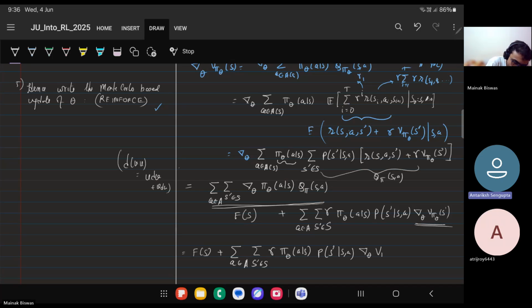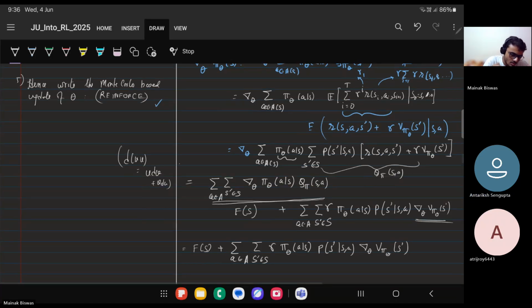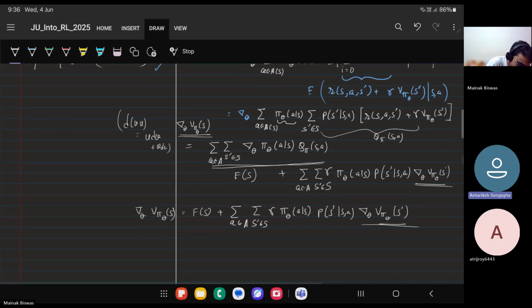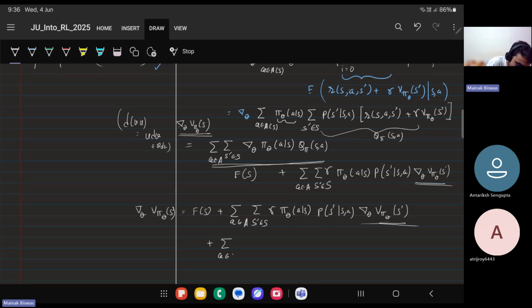It would become policy of A given S dash into Q of S, Q of S dash A, summed over, obviously, all the actions again. If we write in terms of this Q, the gradient of V theta of S is this equation. Do you agree? Yes. So your V dash would also be the same equation by recursion. Yes, by recursion the same equation again and again. Correct. So let us write one more time.